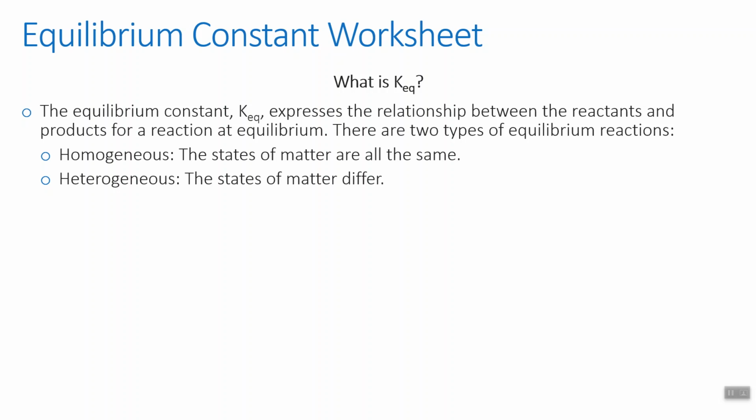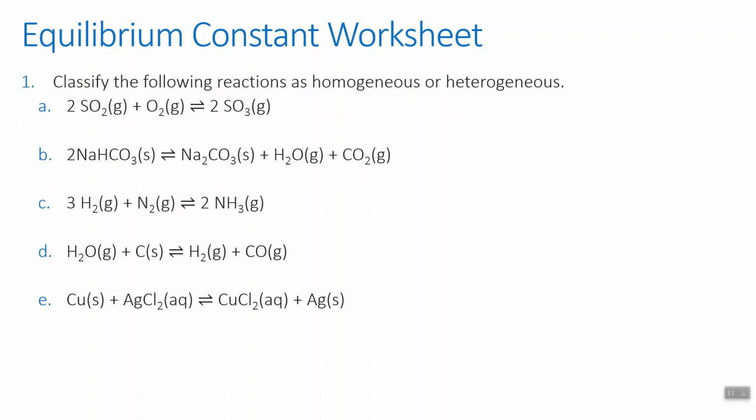There are two types of equations that we'll need to write equilibrium constant expressions for. Those are homogeneous equations, where all of the states of matter are the same, and heterogeneous equations, where the states of matter differ. For question one, we just want to classify these reactions as homogeneous or heterogeneous. Looking at A, notice the states of matter of all of the reactants and the products. They're all gases. Since they're all the same, this is a homogeneous equation.